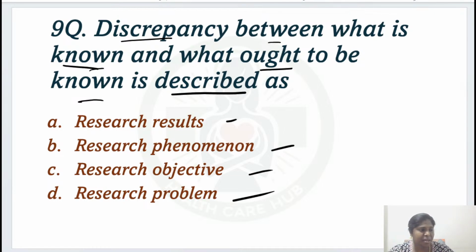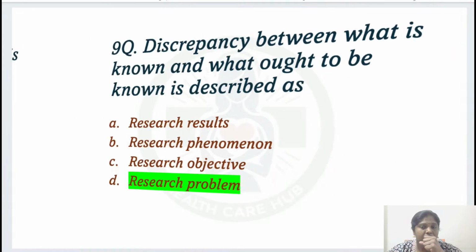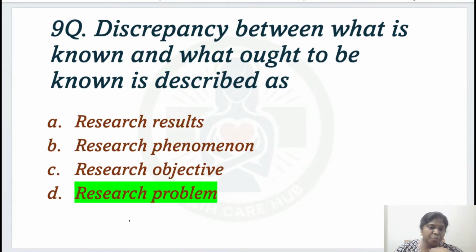See, you can answer anything, ma, 9A, 9B, 9C, whichever you wish, it is completely up to you. I will just be listening to you from here. I will be watching you. Okay, 9B, you are saying it's a research phenomenon. So, this discrepancy is called the research problem. Option D.